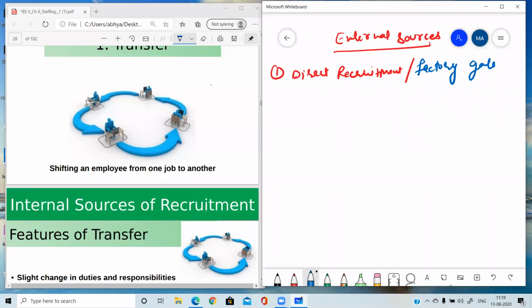Factory gate. So in this type of source, what happens? Many times you must have seen that a notice is pasted outside of a shop or factory. Wanted: sales girl, salesman. Such types of notices are pasted at the factory gate.